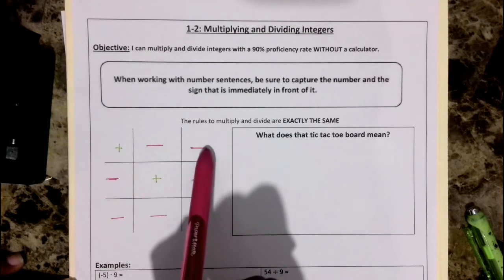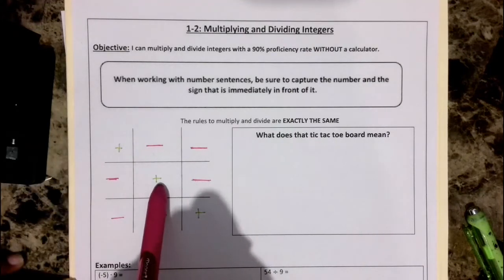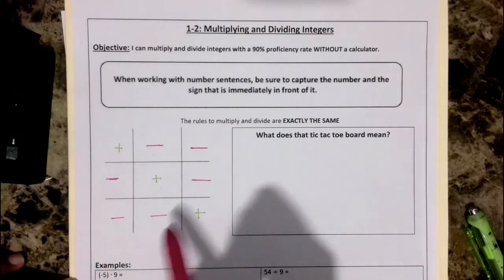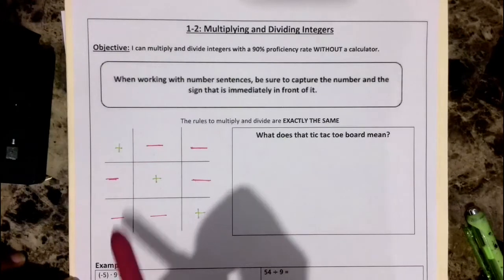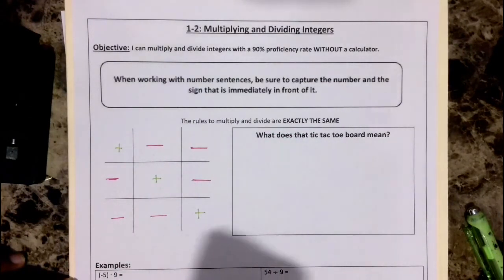Same deal if I go this way. If I multiply a negative number by a positive number, my product is negative. The beauty about this board is that I can read it going left, right, front, back, top, bottom. It doesn't matter. I will always get the same result.